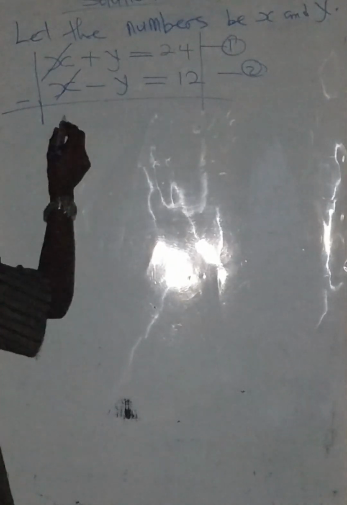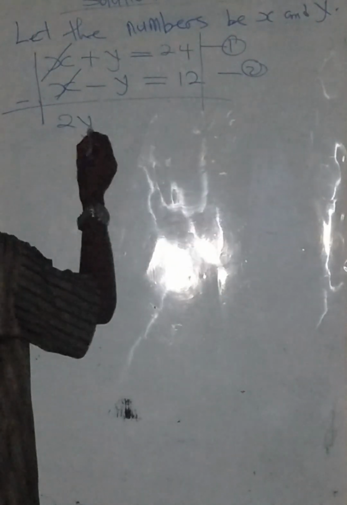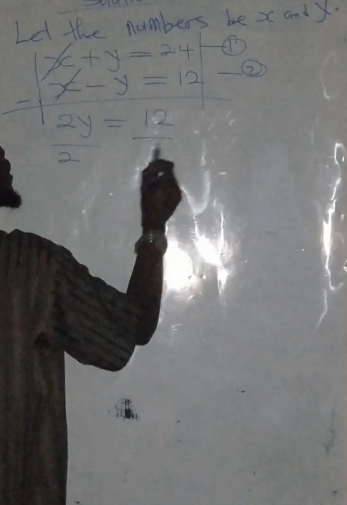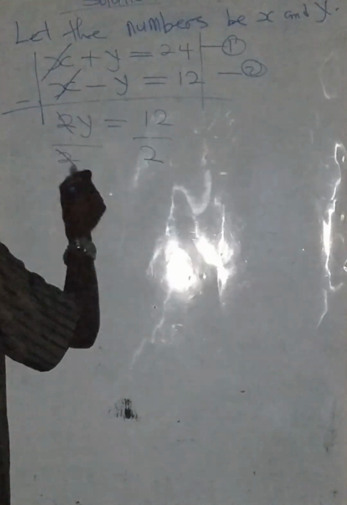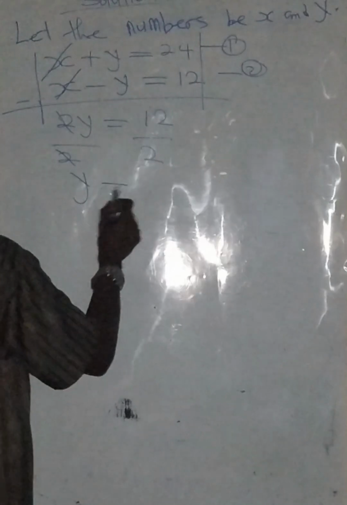Good. So we have positive 2y equal to 24 minus 12, what do you have now? 12. So to find the value of this number, what do we do? Divide both sides by 2, and y is now equal to what? 6. Are we okay?